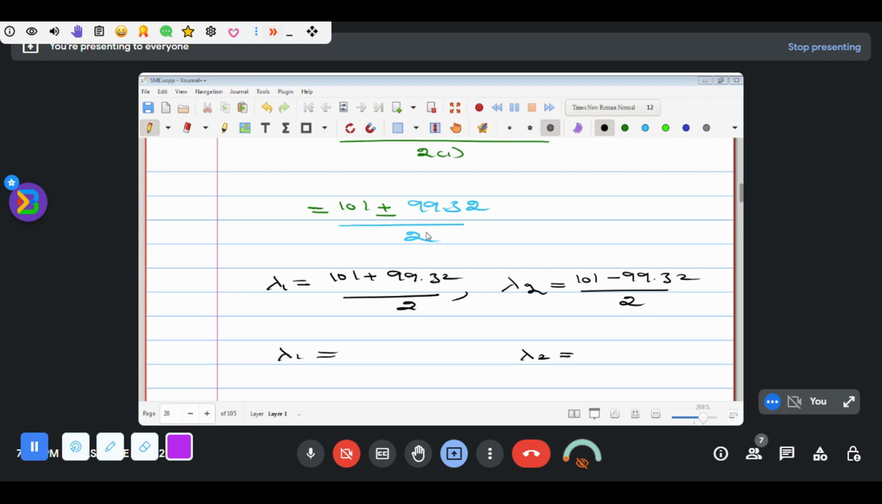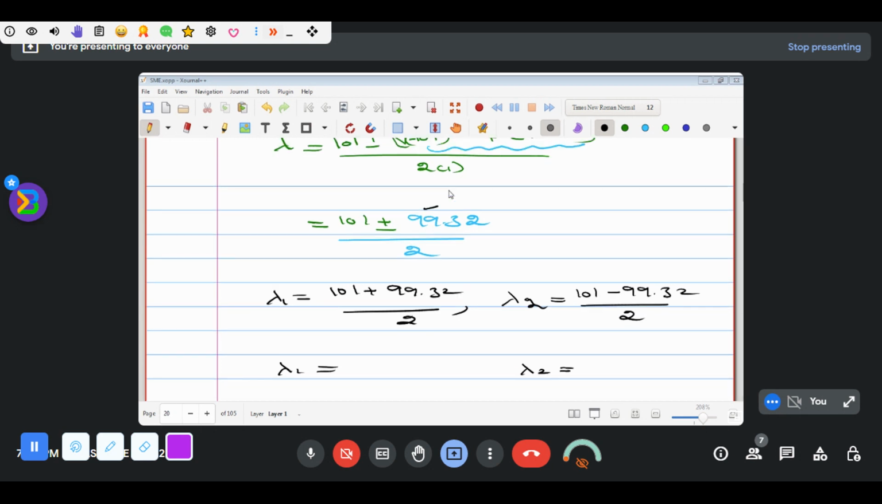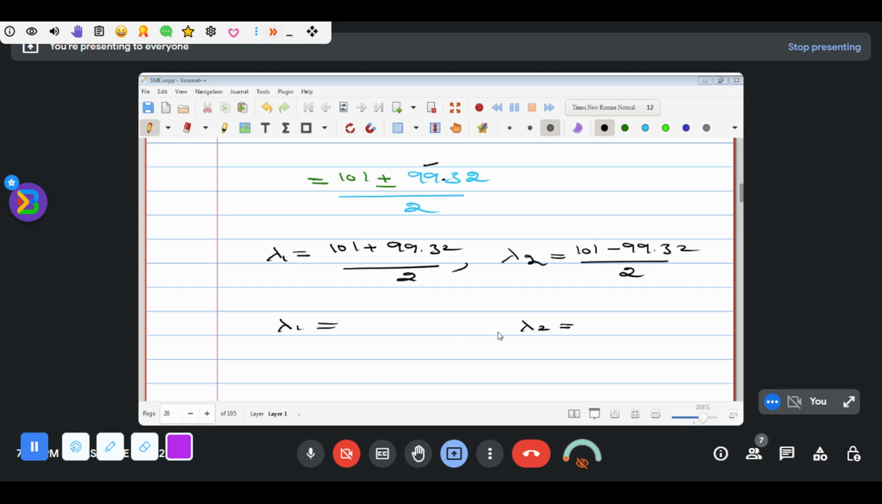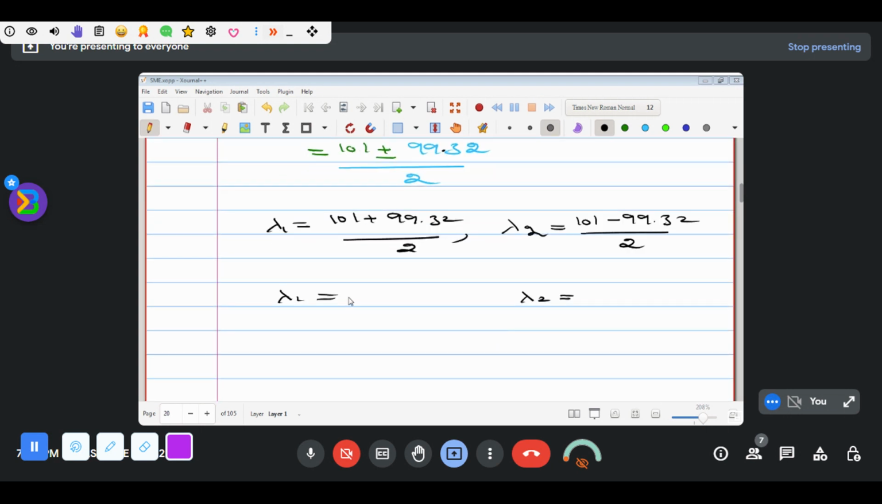Any doubt up to this one? This one is just doing your work. You want 101 squared and minus 4 into 84. After that you take the square root separately. He's getting the result 100.16. Yes, lambda 1 is 100.16. Correct. Second one.